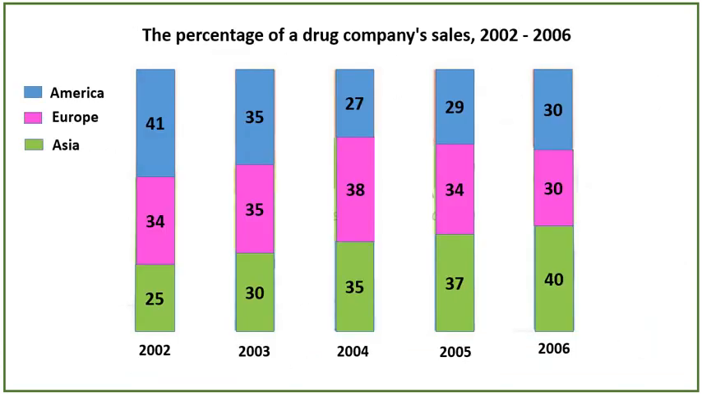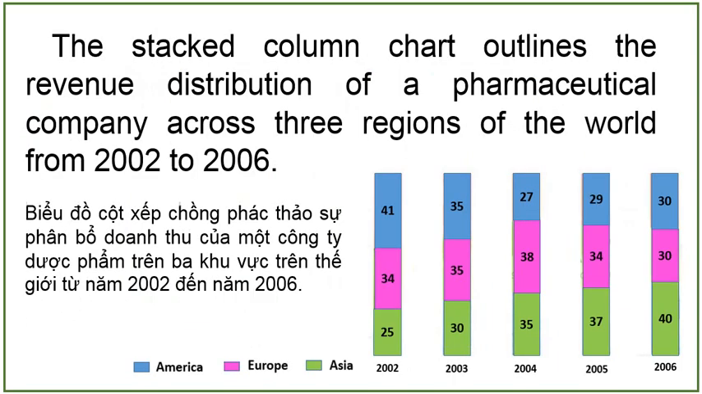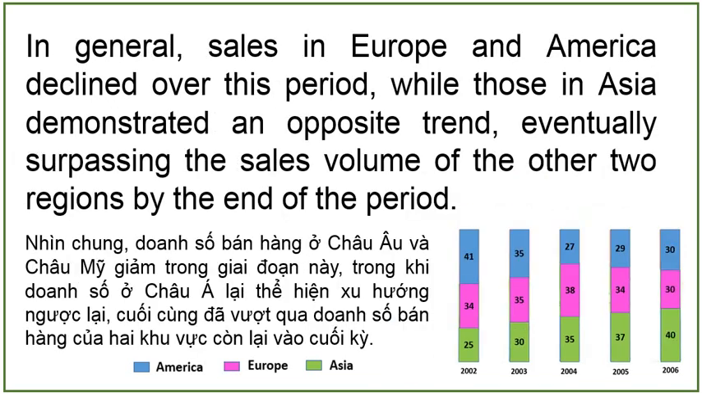Asia, Europe, America. The stacked column chart outlines the revenue distribution of a pharmaceutical company across 3 regions of the world from 2002 to 2006. In general, sales in Europe and America declined over this period, while those in Asia demonstrated an opposite trend, eventually surpassing the sales volume of the other 2 regions by the end of the period.